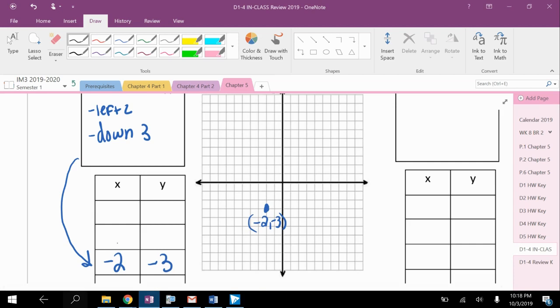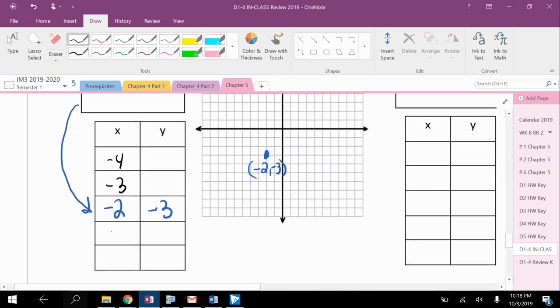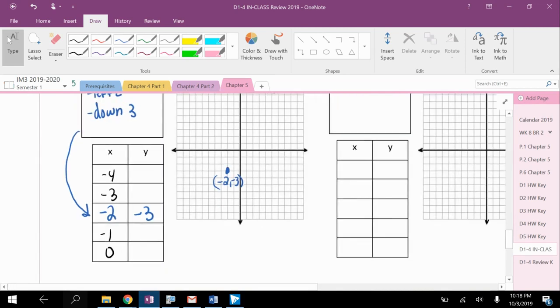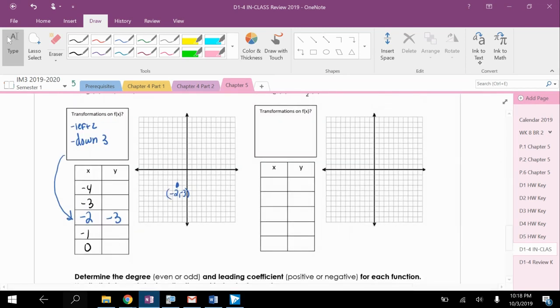So I need to pick 2 points above it. So -3 and -4. And then the 2 other points, so -1 and 0. Now, you can go ahead and plug those into your calculator.